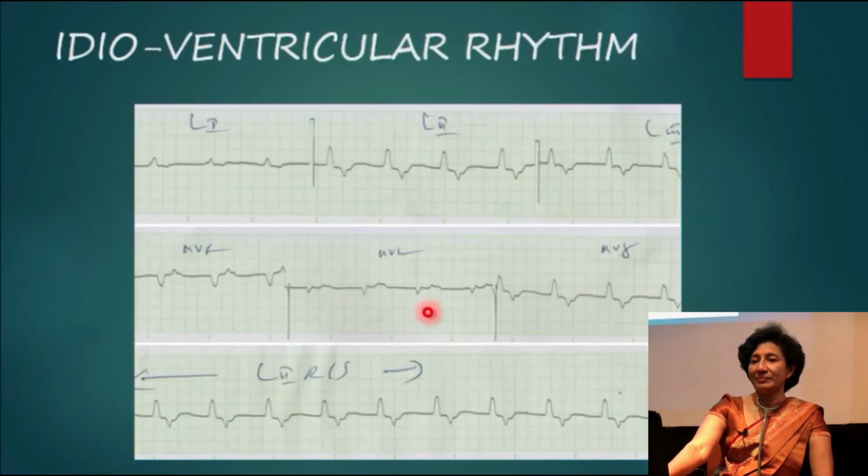If you see this ECG with limb leads, you can see broad QRS complexes. There is no regular atrial activity, like not in sinus rhythm, no atrial fibrillation, atrial flutter, atrial tachycardia. Rate around 60. On the ST segment, you can see retrograde P waves. So as the rate is less than 120, it is diagnosed as idioventricular rhythm.